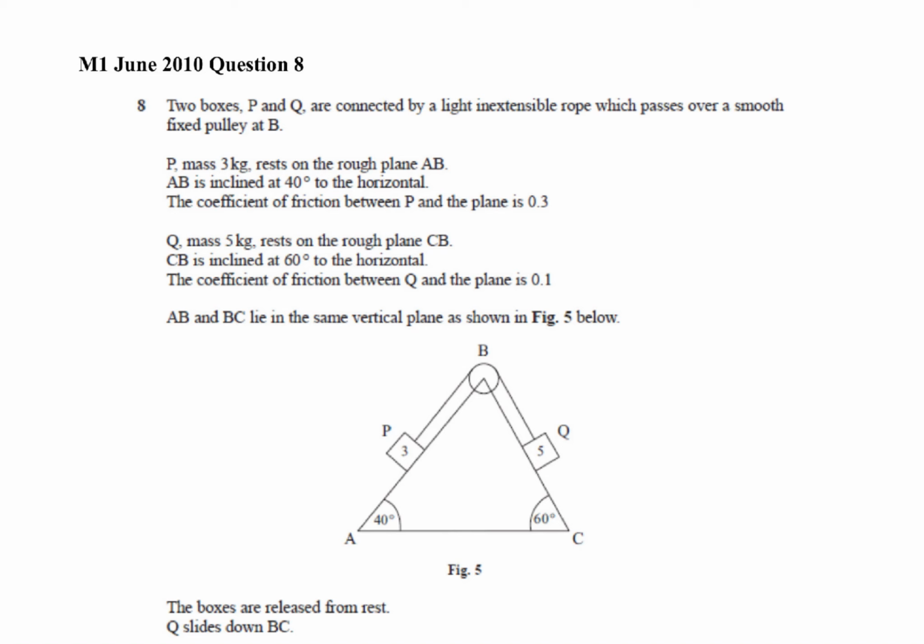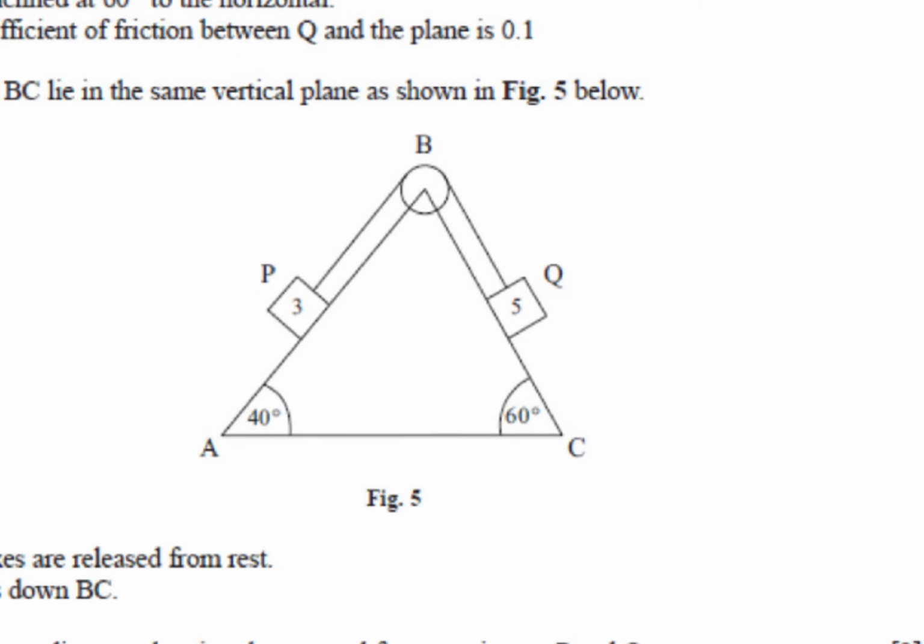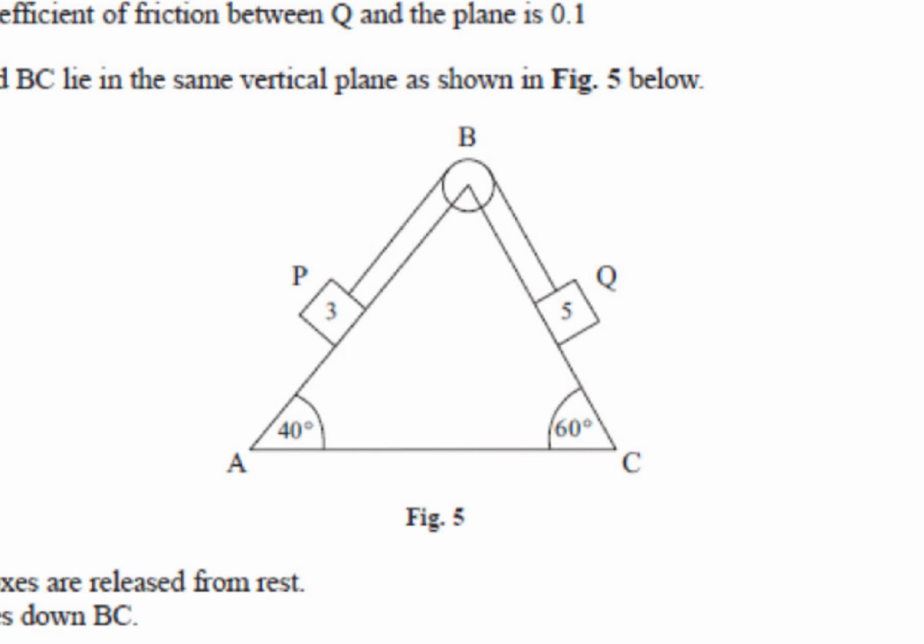In this question, we've got two boxes, P and Q, and they're connected by a light inextensible rope which passes over a smooth fixed pulley at B. And you've got a different incline on each side here. So you can see here that P, which has a mass of 3, is on an incline at 40 degrees, and Q, which has a mass of 5, is on an incline of 60 degrees.